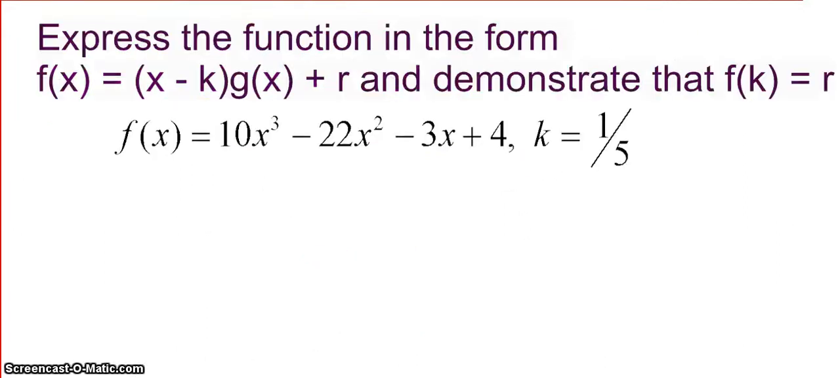Next one, express the function in the form f of x equals x minus k times q of x plus r, and demonstrate that f of k is r. What does that mean? Alright, simple thing, start out, do synthetic division. This is your k, so that goes in the corner. Go ahead and put that in the corner, do the synthetic division. Try to write the answer in this form if you can. If you don't understand it, then unpause the video and listen to what I have to say. So pause now, do the synthetic division though. You can at least do that.